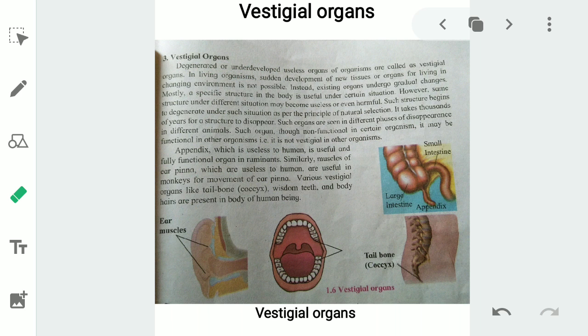Just imagine, if we didn't have an ear pinna, how would we look? It is vestigial, but it is very important for our beautiful face, I think.